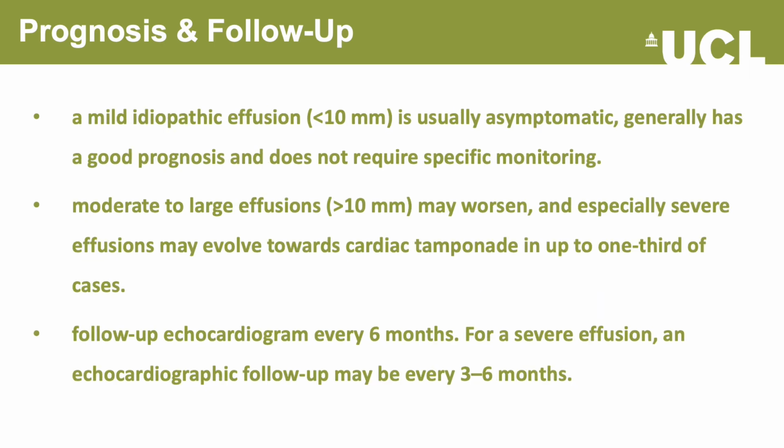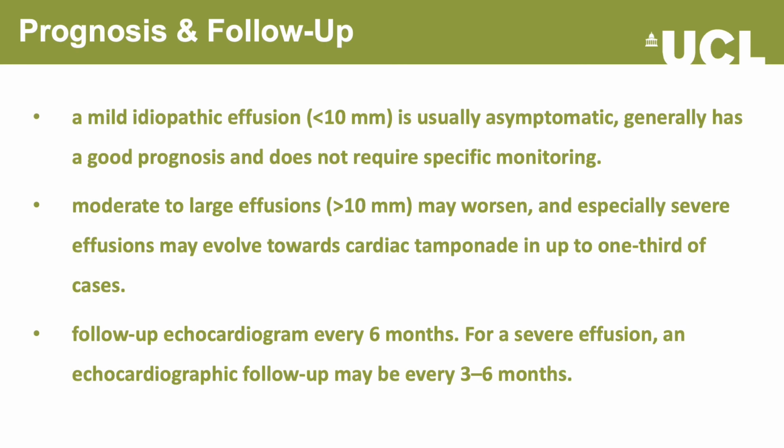A mild idiopathic effusion, which is less than 10 millimeters, is usually asymptomatic, generally has a good prognosis, and does not require specific monitoring. Moderate to large effusions, however, may worsen, and especially severe effusions may evolve towards cardiac tamponade in up to a third of cases. So follow-up echocardiogram should be arranged every 6 months, although for a severe effusion, an echocardiogram follow-up may be every 3 to 6 months.